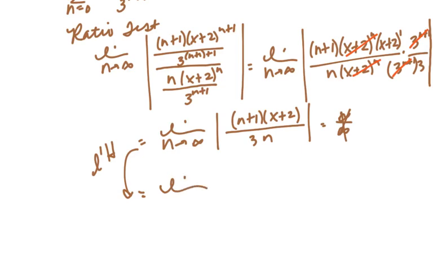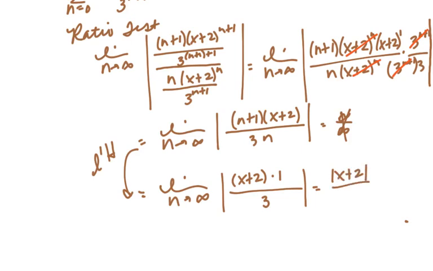So we have the limit as n approaches infinity. Now x plus 2 is a constant, so let's go ahead and bring that down. The derivative of n plus 1 is 1, and the derivative of 3n is 3. So we end up with the absolute value of x plus 2 over 3.